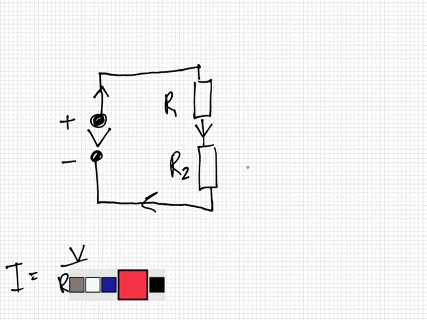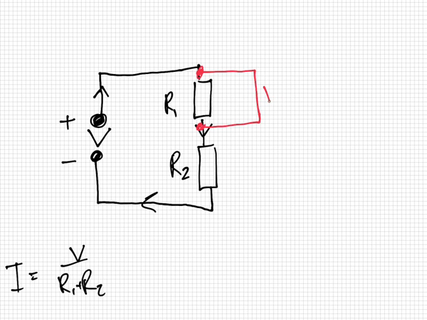Okay, now let's imagine we put a voltmeter here, and I call this one V1, and I put one here, and I call this one V2. What's the formula for V1? V1 equals I multiply R1. And here, V2 equals I multiply R2.